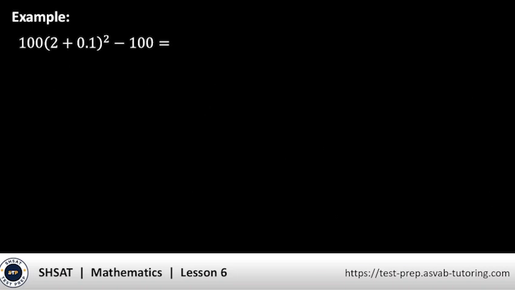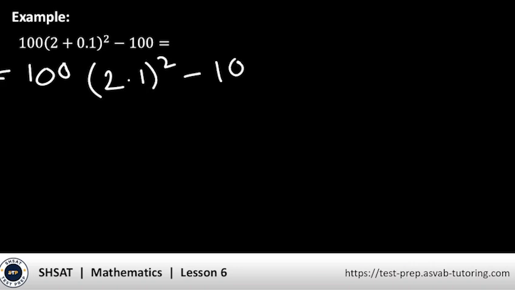Here we have another example. So first of all, if you remember PEMDAS, PEMDAS tells us that whenever we look at parentheses, the first step is to solve whatever we see inside the parentheses, right? So in this case, you do 2 plus 0.1 first. So 2 plus 0.1 is what? That's 2.1. So that's 2.1 squared minus 100.